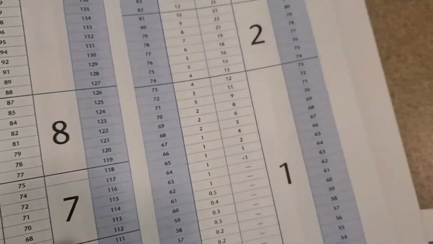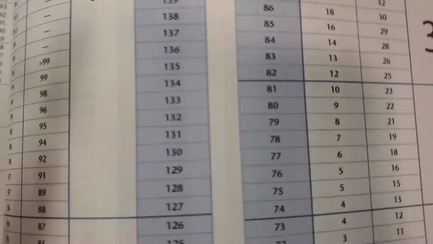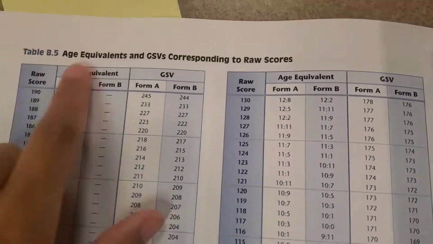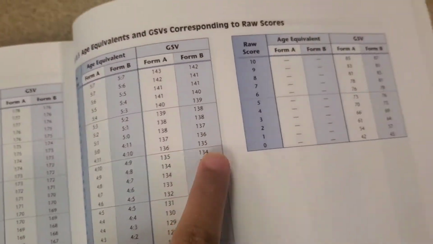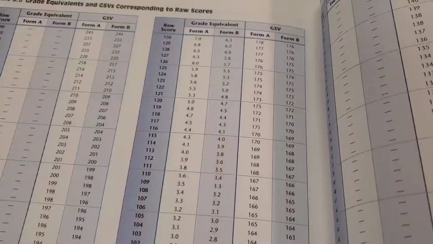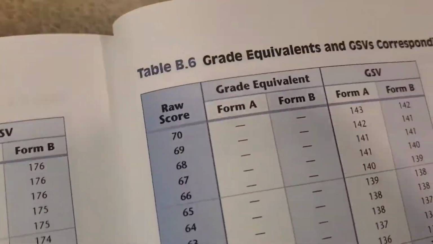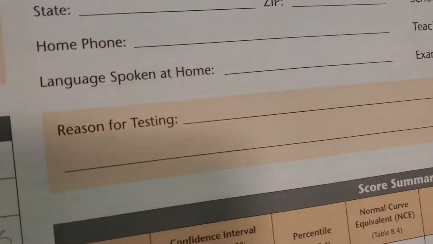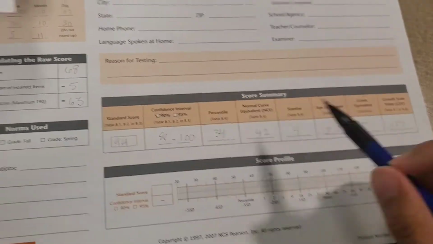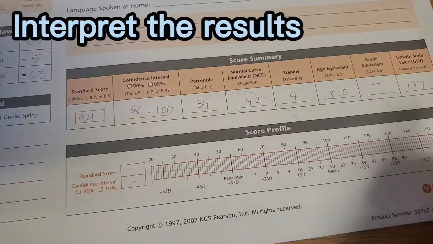So the age equivalent the student got is 3.0, and then we're going to look at Table B5. Then we're going to look at the grade equivalent, which is Table B6. I don't see any, so she doesn't have one. And then we look at the growth scale value, that's GSV, Table 6.5. So we've got all the score summary.